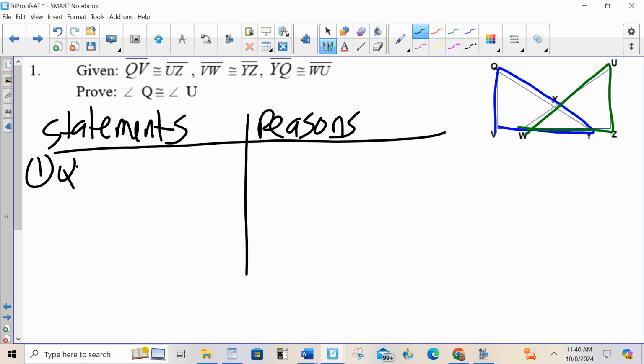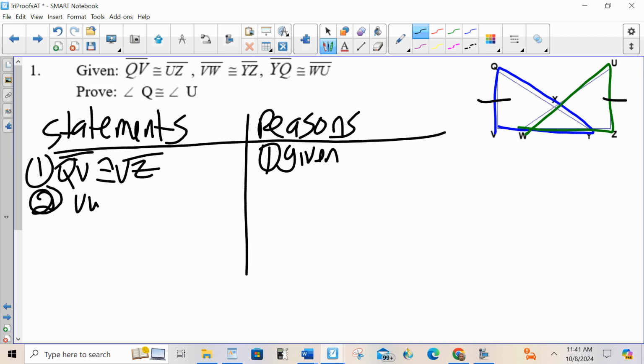Start with the first given. QV is congruent to UZ. Given. Are those sides or angles of the triangles I'm trying to prove? Yes, that's a gift. We move on. VW is congruent to YZ. Given. VW, YZ. Are those sides of the triangles I'm trying to prove? No, but they're part of it.